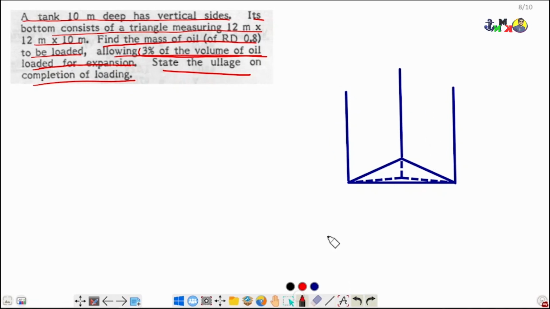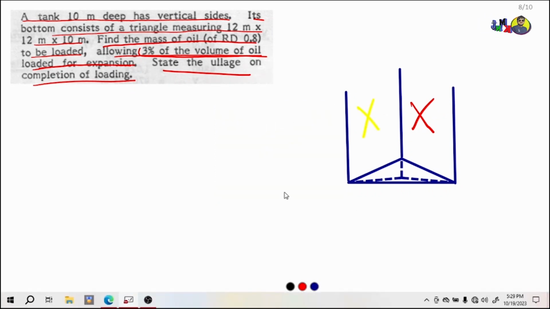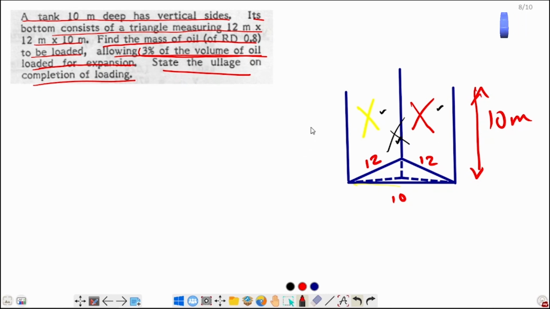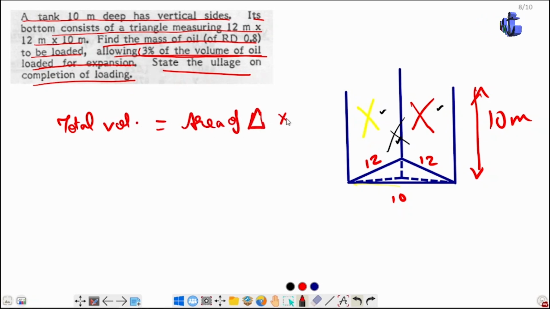These sides are vertical. So one is this side, another is, I will mark with different colors so you'll come to know this side, and one side is the front one which we are looking at, this side. Okay, there are three sides, this one and this one, front one. And we have been given that this is 12, this is 12 and this is 10, and the height is also 10 meters. The diagram is very important and we need to understand how to draw the diagram. So once you understand the diagram, then the question will become simpler. Now we need to calculate the total volume. So total volume means area of triangle multiply height.